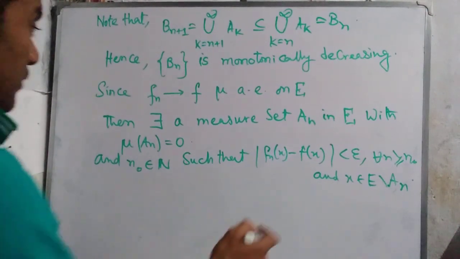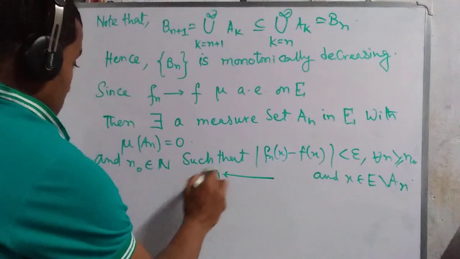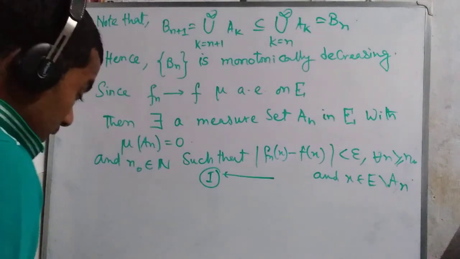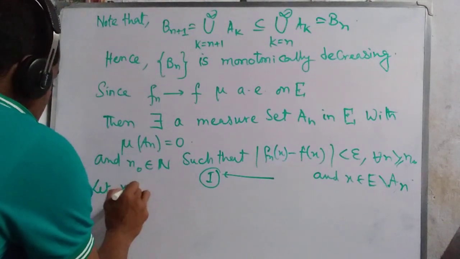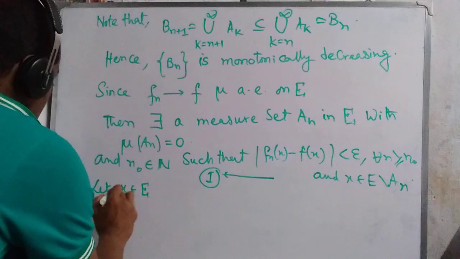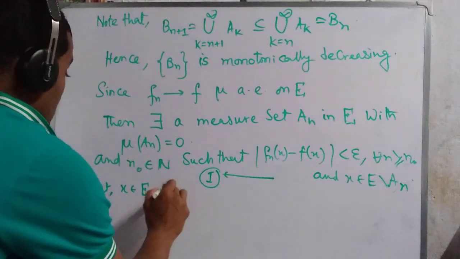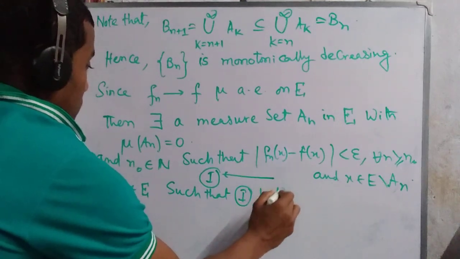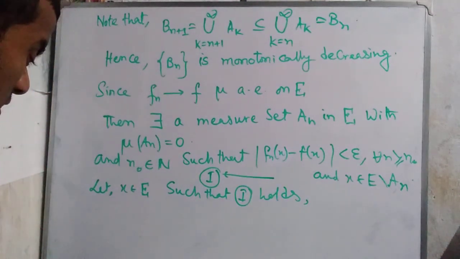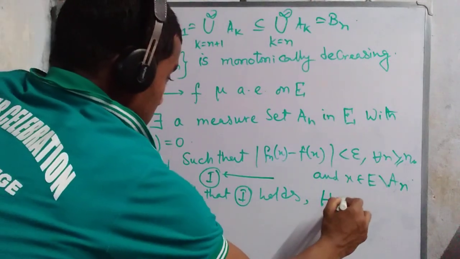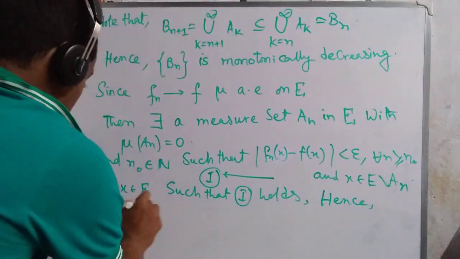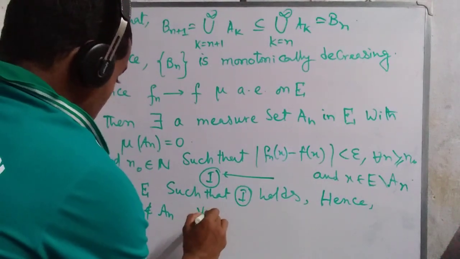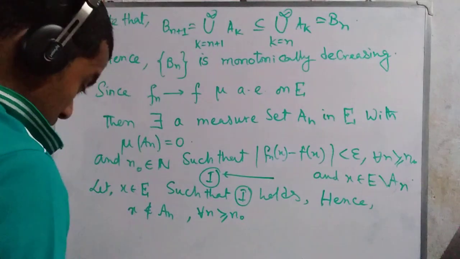Then we mark it 1. Okay, now we write it now. Let x belong to E such that 1 holds, then hence x does not belong to A_n for all n greater than or equal to n0.